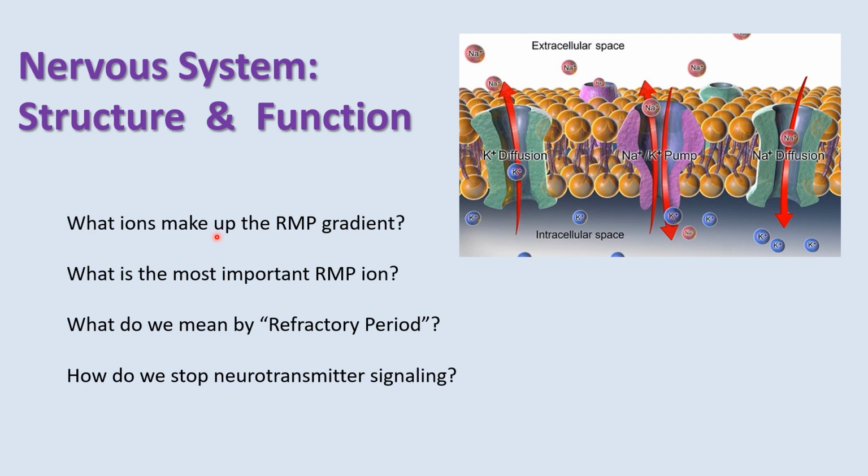What ions make up the resting membrane potential gradient? Okay. You can see them right here. Here's one here. There's one there. Okay. You can see the colors. All right. You can see where they're located. What is the most important resting membrane potential ion? All right. We'll get to that in a little bit.